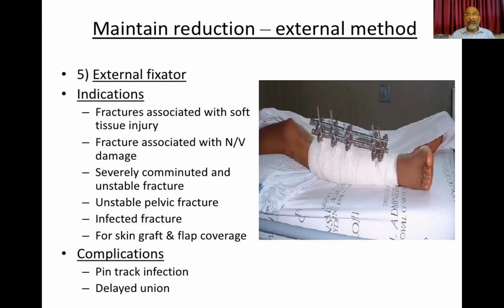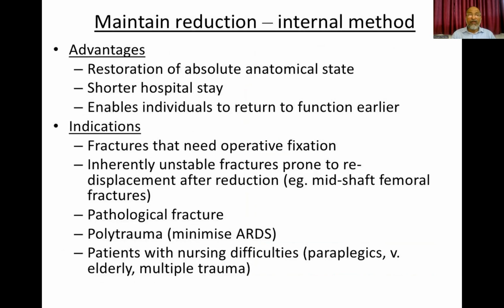Then you have got some other methods of reduction and maintenance of the reduction, and that is the external fixations. Then you have got certain things which can maintain the reduction by means of internal methods, and the advantages are that you are opening the fracture, you are seeing it with your naked eyes, and you can have absolute anatomical restoration of the alignment, and then the stay in the hospital also shortens, and it also causes the functions to come back earlier.